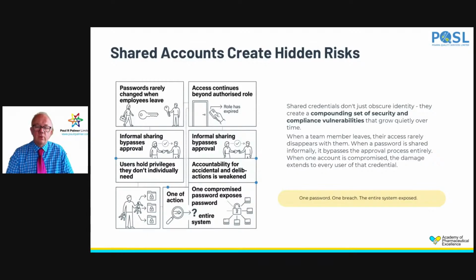If one account is compromised, when you've only got one account, the damage extends to every user of that credential. The entire system is at risk of exposure. The entire system and all its data is compromised. Imagine if you're doing good clinical practice research, you've got one user ID, one password for a critical piece of equipment, and you find out that that password's been compromised. All the data for the last 10 years is compromised, and all those products are off the market.